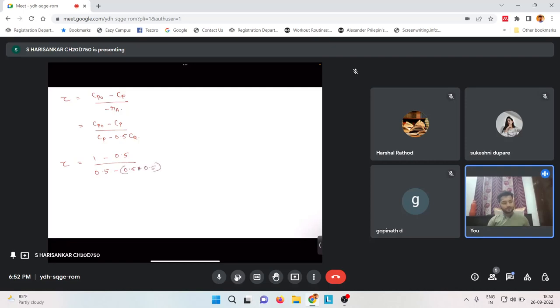Now all we have to do is calculate this tau. So the space time tau will be 1 minus 0.5, that is 0.5, by 0.5 minus 0.5 into 0.5, that is 0.25. So this will be 2 minutes.